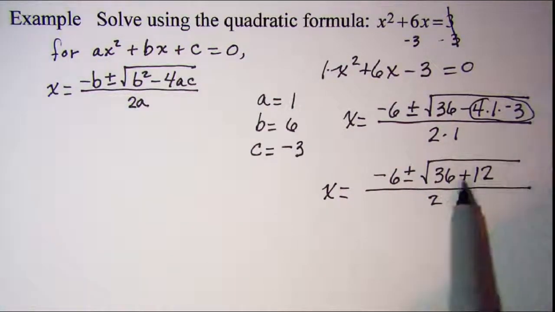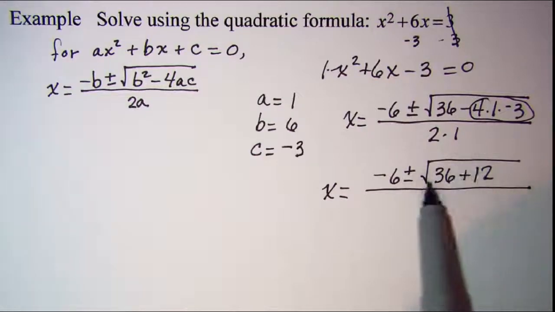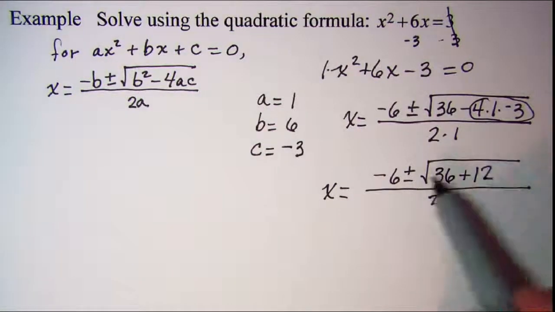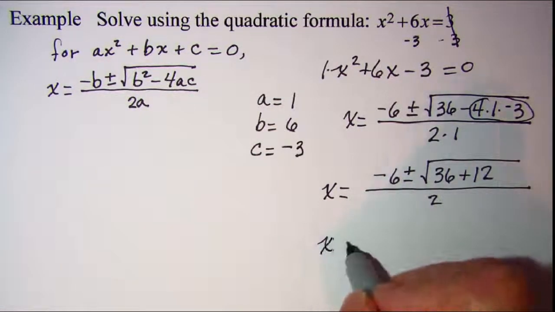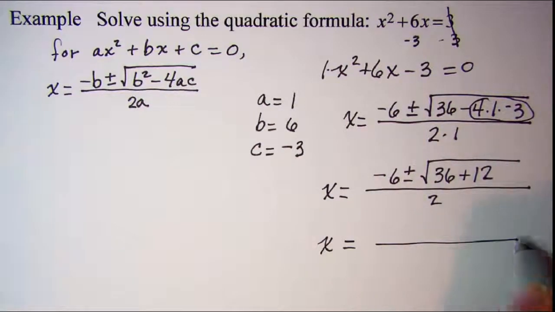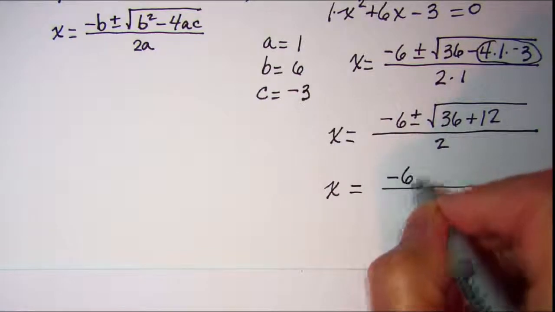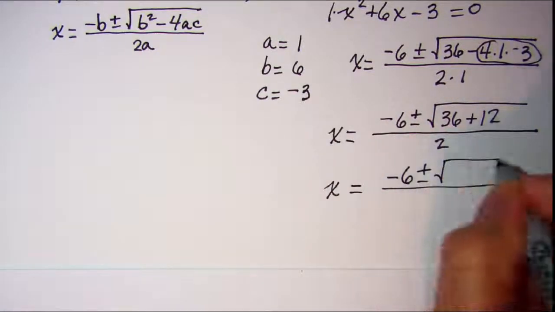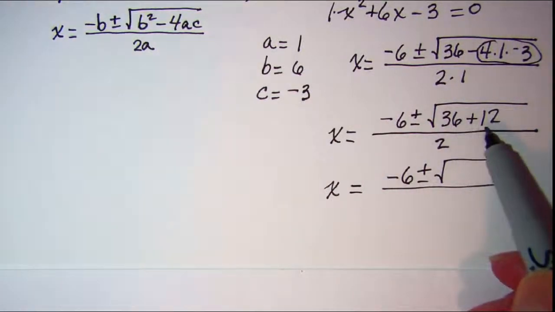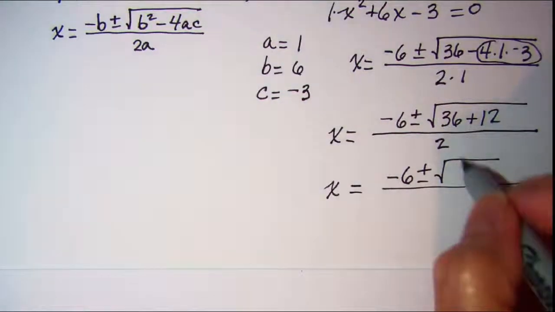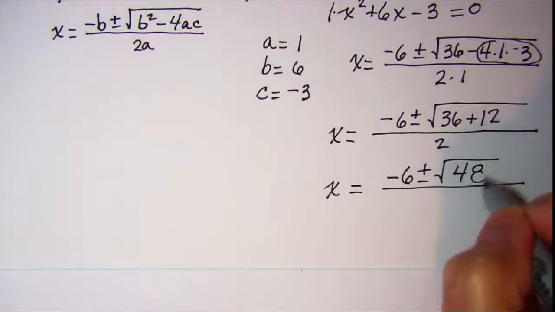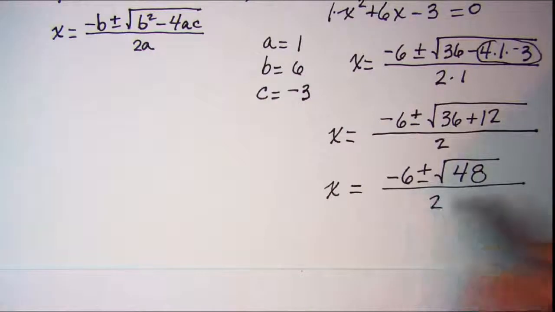Right, now we need to find the value of the radicand. So we'll add underneath the radical here. We have x is equal to negative 6 plus or minus the square root of 48. And then that's over 2.